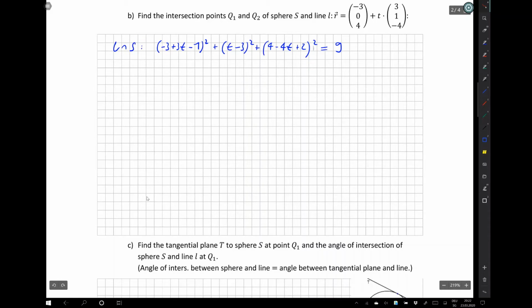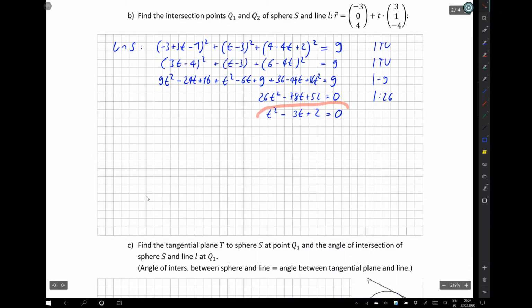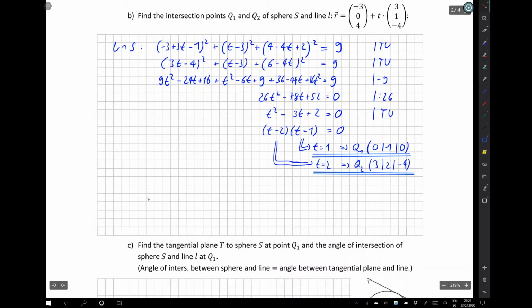So intersecting a line with a sphere, we take the x-coordinate given by the line, so minus 3 plus 3t, and insert it for the x-coordinate in the equation of the sphere. We do the same with the y-coordinate, which is just t, and the z-coordinate is 4 minus 4t, so the z plus 2 becomes 4 minus 4t plus 2 squared, and now we have to solve this equation. The equation simplifies to t squared minus 3t plus 2 equals 0, and hence the solution t1 equals 1 and t2 equals 2, and inserting that into the equation of the line, we get these 2 points q1 and q2.